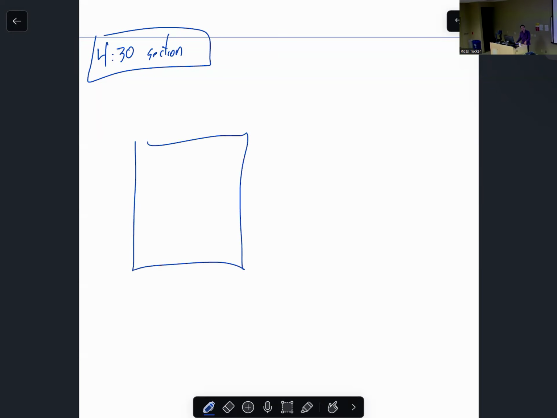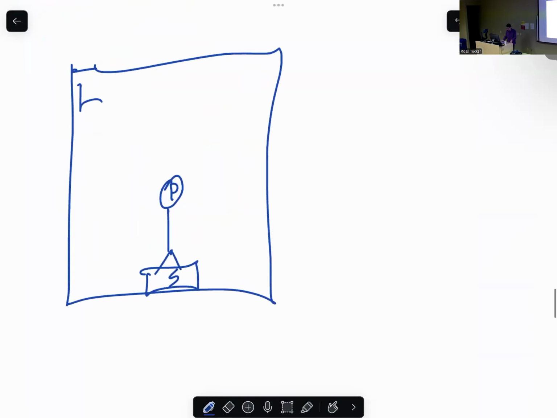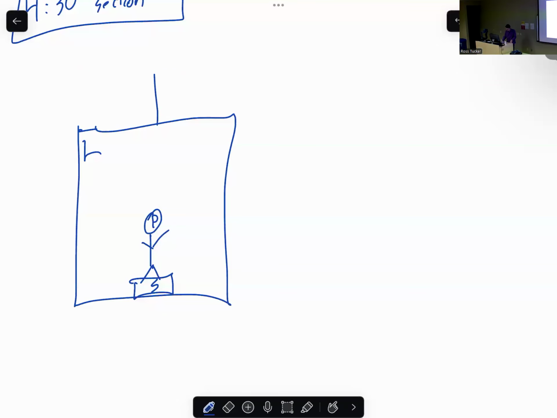We're going to do the same darn thing we've been doing for a couple of weeks now. I have a person standing on a scale in a lift. It is a British person standing in the lift. The lift is connected to a cable. The cable exerts a tension force upward on the lift. The lift pushes on the scale, pushes on the person.